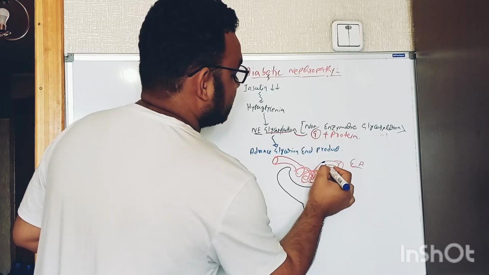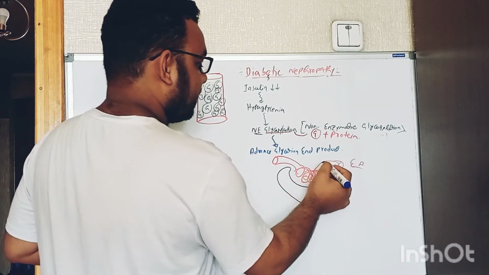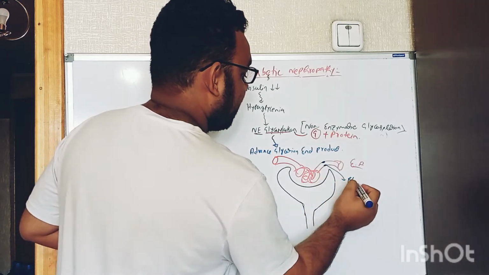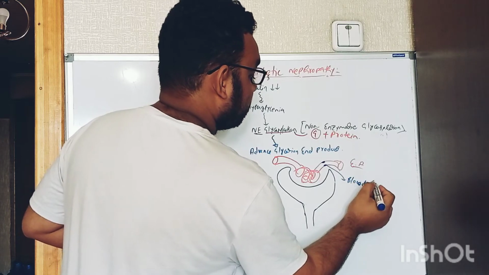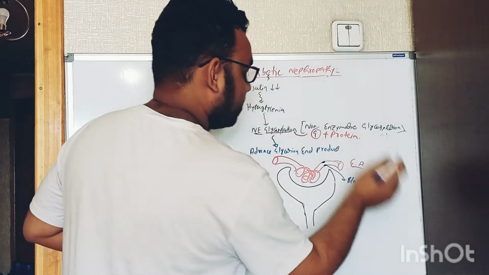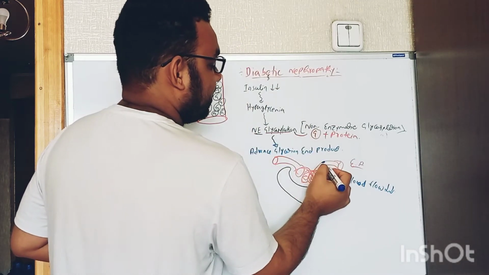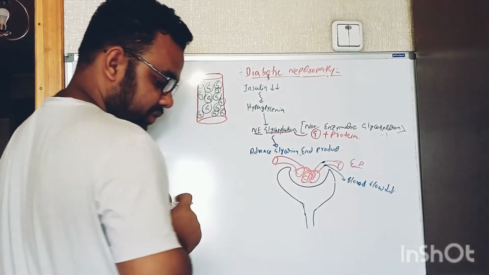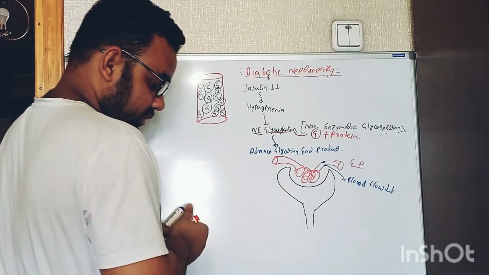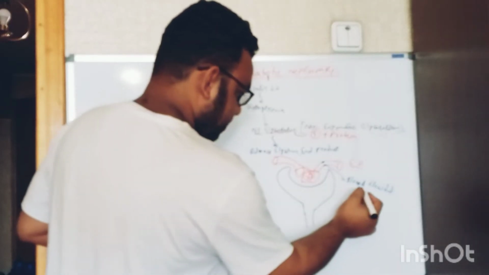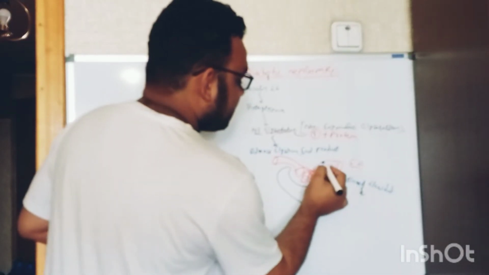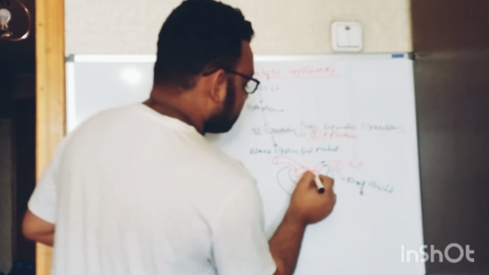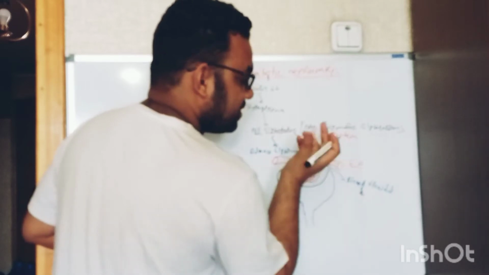Now if the depositions are here, definitely the blood flow within this part will be reduced, because we will see narrowing of the lumen due to the deposition of these end products. If this gets blocked, then within these portions the pressure will definitely increase.